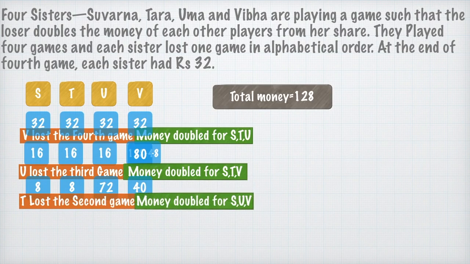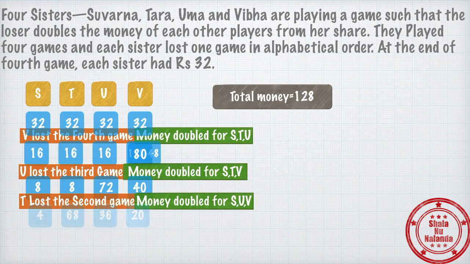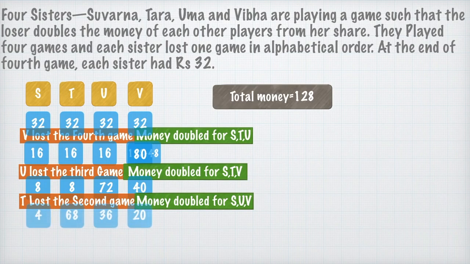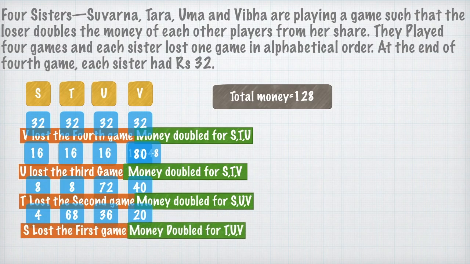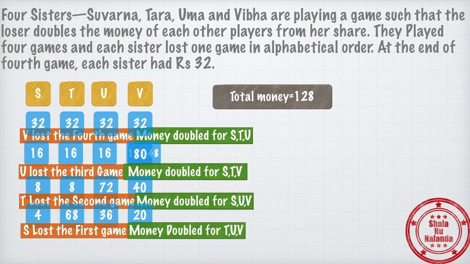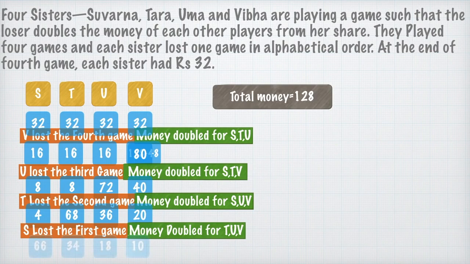Same logic over and over again. I will leave the working out of logic to you. T lost the 2nd game, money was doubled for S, U and V, and S lost the 1st game and the money was doubled for T, U and V, right? So if I work this out, I will have everybody's money after every situation, right? You can check out the values for yourself. I do recommend working out the table for yourself if you haven't done so far. Once you figure this out, all the questions can be answered very easily, right?